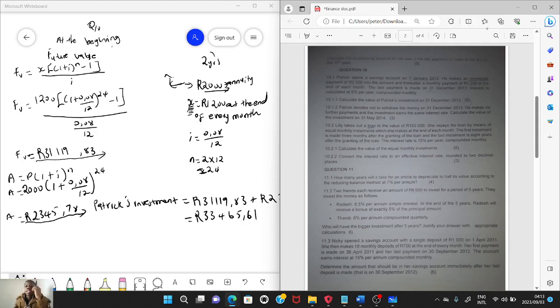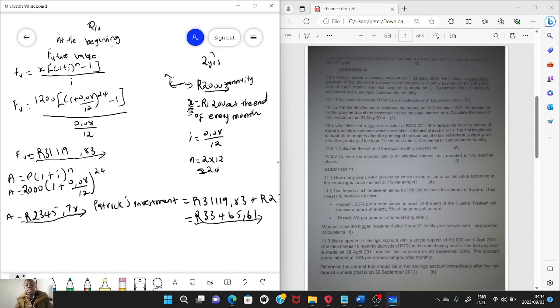At 10.1.2, they say Patrick decides not to withdraw the money. Remember, we are speaking about this investment. He makes no further payments. Listen, he makes no further payments, and the investment earns the same rate, meaning the rate does not change. The rate remains 8%. Calculate the value of the investment on the 31st of May.